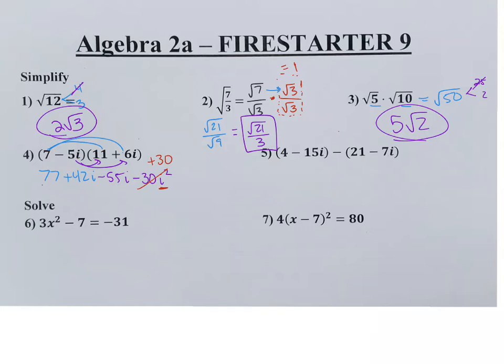Now I put my like terms together. 77 and 30 is 107. 42i minus 55i is minus 13i. That's my total problem.